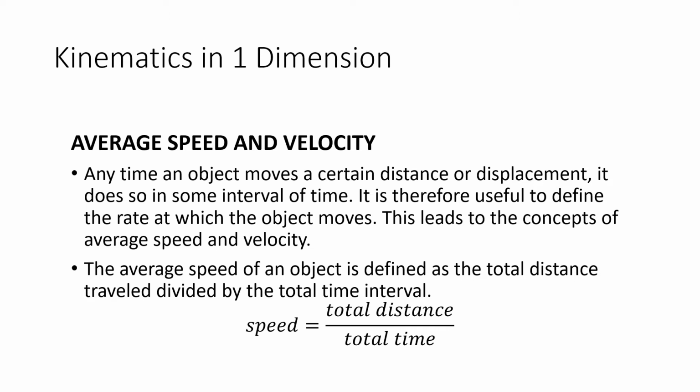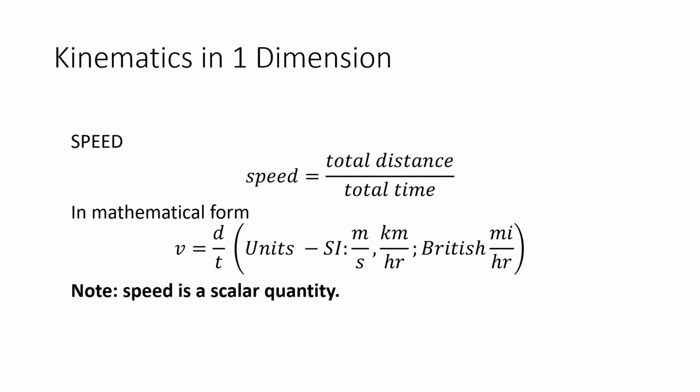Let's start with the average speed. The average speed of an object is defined as the total distance traveled divided by the total time interval. In words, we can write that speed is equal to total distance divided by total time. We can be a little more precise than this. We can use a mathematical form. If we define the speed to be v, the total distance to be d, and the total time to be t, then we get the equation that we have here that says v is equal to d over t.